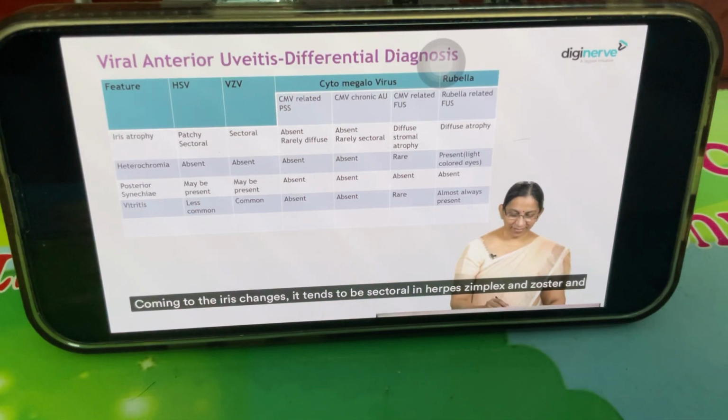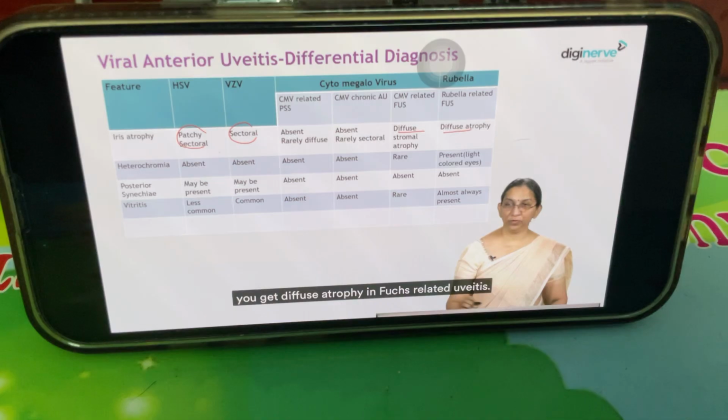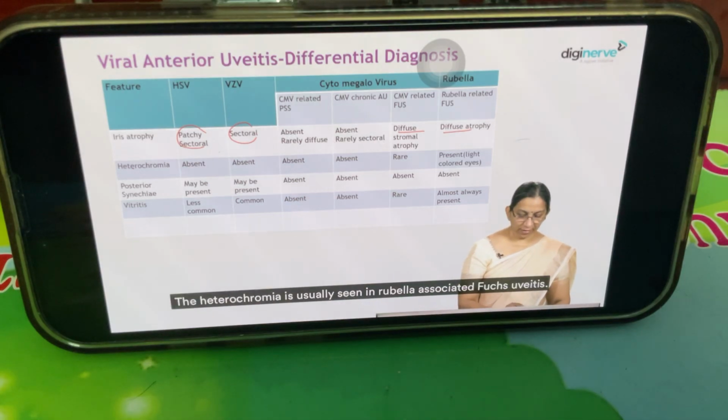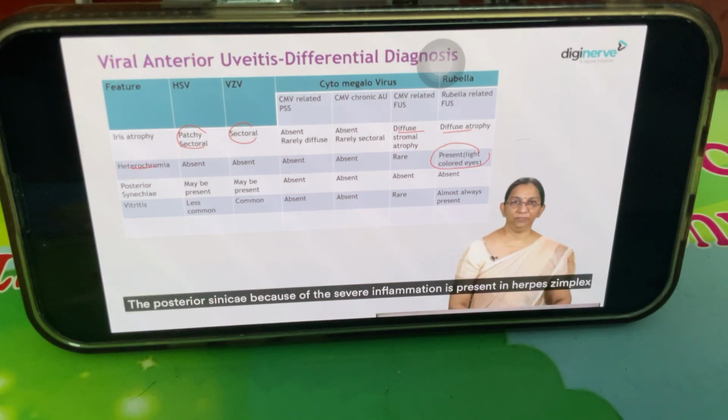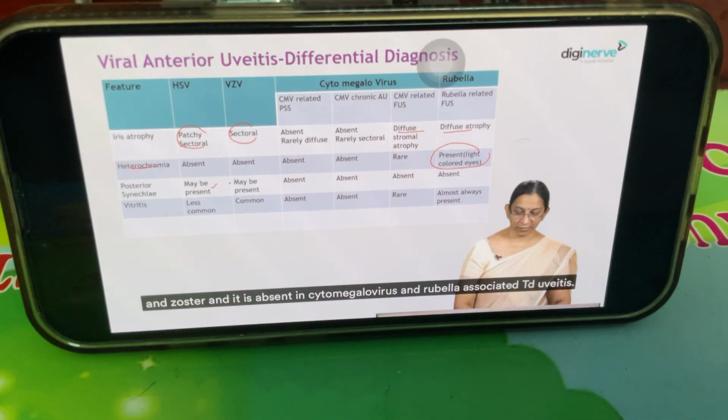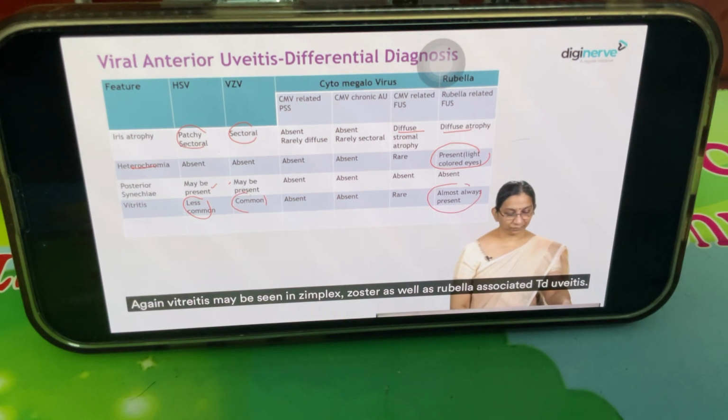Coming to the iris changes, it tends to be sectoral in herpes simplex and zoster, and you get diffuse atrophy in Fuchs-related uveitis. The heterochromia is usually seen in rubella-associated Fuchs uveitis. It's absent in herpes simplex and zoster. The posterior synechiae, because of the severe inflammation, are present in herpes simplex and zoster, and they are absent in cytomegalovirus and rubella-associated anterior uveitis. Again, vitritis may be seen in simplex, zoster, as well as rubella-associated anterior uveitis.